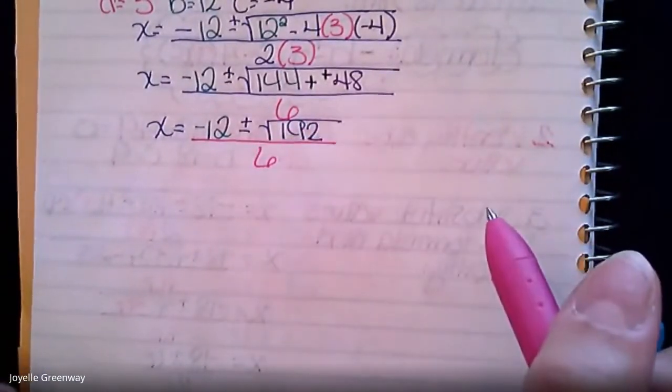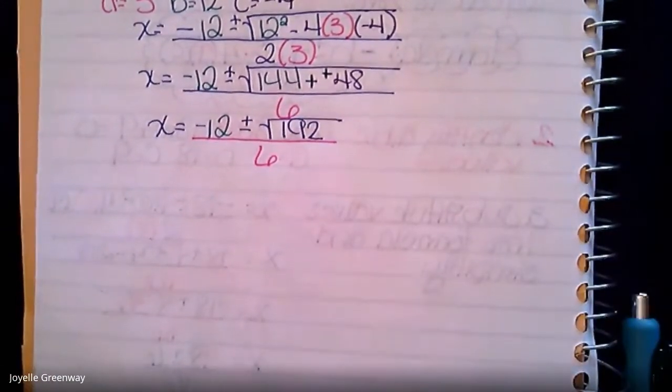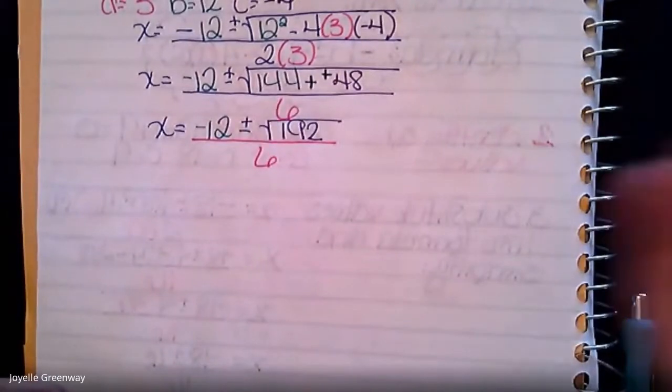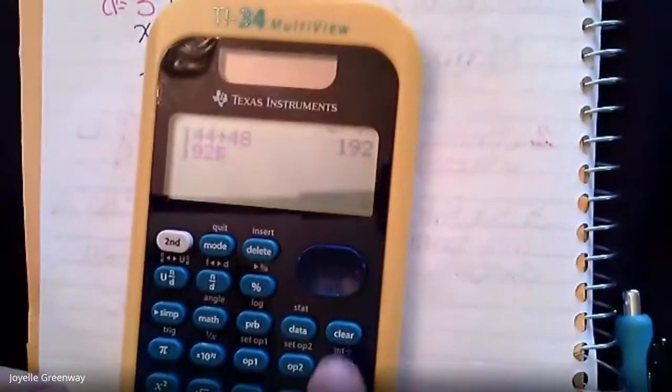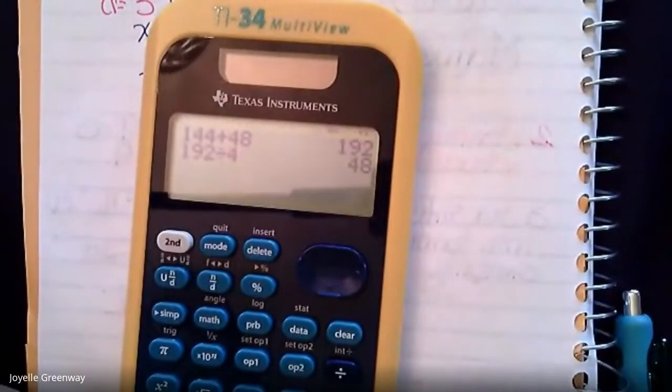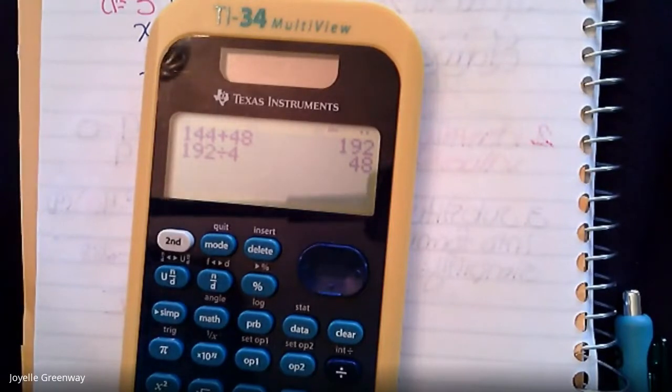So now you might ask, what do I do from here? Well, is there a perfect square in 192? So remember way back when we were going through this, go through your perfect squares. 4, is 192 divisible by 4? Yes, 48. However, I know that 48 can also be divided by 4, which is another perfect square. So I don't stop at 4. So now I'm going to try 16.